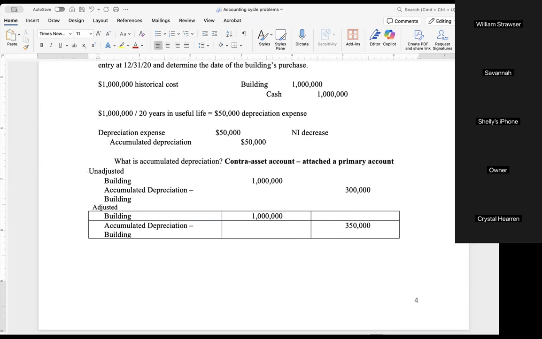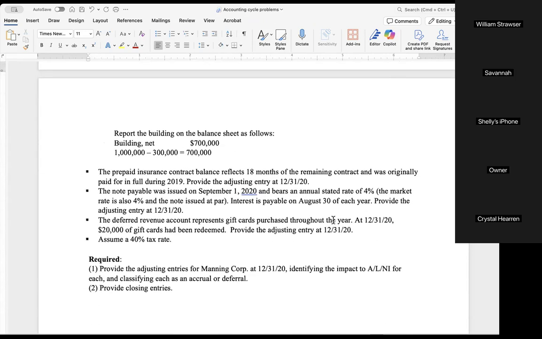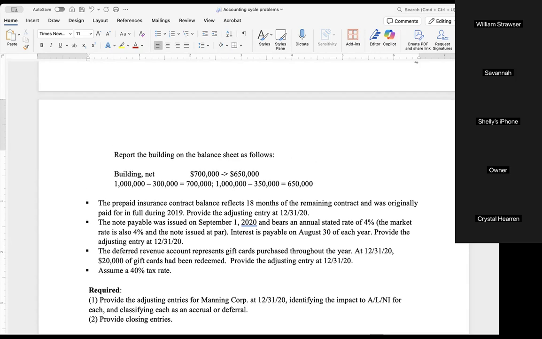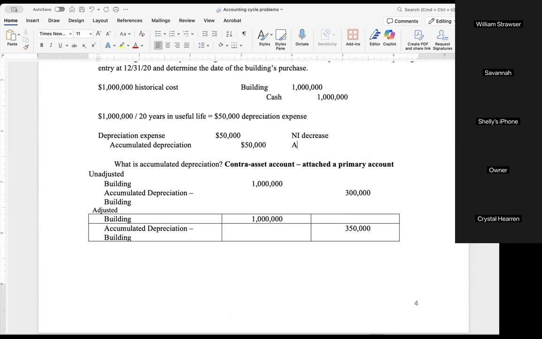And so if accumulated depreciation goes from 300 to 350, what's it going to do to what I express my assets at? Will it still be at 700,000 or what will the new amount be? 650,000. Exactly. Because now we have the additional adjusted amount on there. So that's why when I credit this account, it reduces assets more.